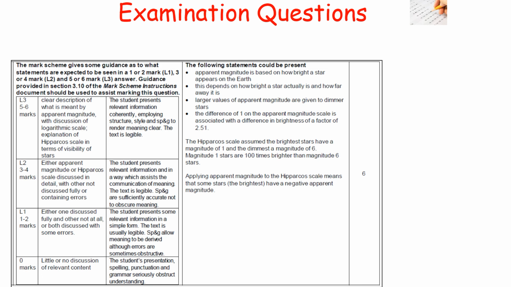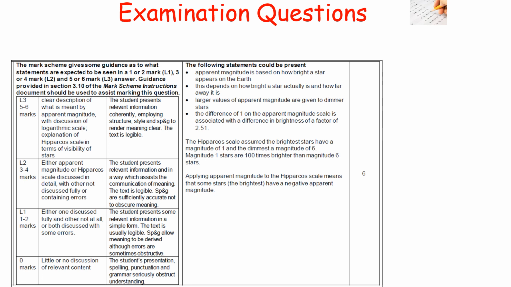Now, larger values of apparent magnitude are given to dimmer stars, and lower values of apparent magnitude are given to brighter stars. Originally, when Hipparchus came up with this scale, he assumed that the brightest stars had a value of 1, and the dimmest stars he could observe with his naked eye had an apparent magnitude of 6. Now, we also then said it was a logarithmic scale, where magnitude 1 stars are 100 times brighter than magnitude 6 stars.